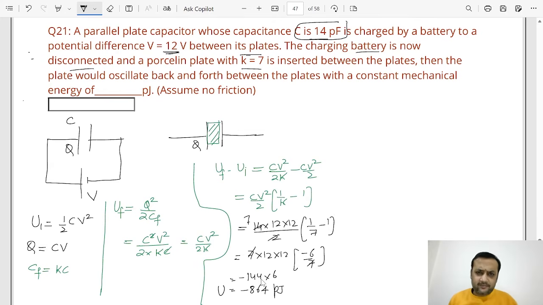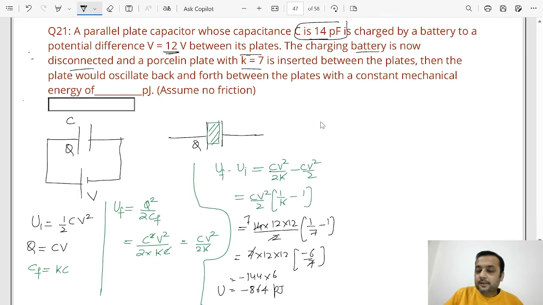Now the negative sign means that the external agent will be doing negative work. That means he's eating away the energy of the system, which is why you can see that the potential energy is decreasing by a factor of K. Now let's come back to this question, or one more point first. If the external agent inserts the dielectric slowly, and the moment the dielectric reaches here, he releases it and stops doing anything, then the work done by the external agent is minus 864. That means he has taken away the energy of 864 picojoules from the system.